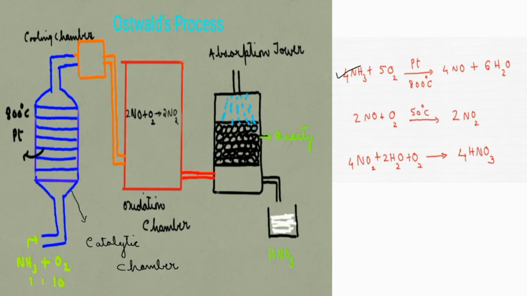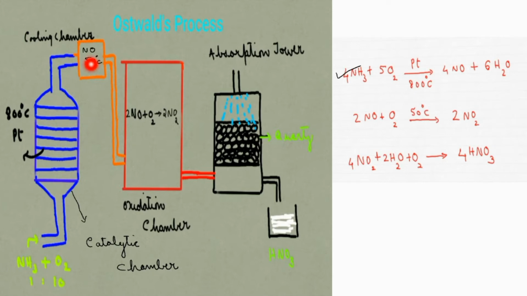Ammonia and oxygen will be purified and taken in the ratio 1:10. After purifying the gas, we feed it into a catalytic chamber. In the catalytic chamber, we keep platinum at a temperature of 800 degrees Celsius. As a result, what will be the product obtained? You will get nitric oxide and a little bit of water. Now see this one: the nitric oxide gas formed will be cooled to 50 degrees Celsius in this cooling chamber.